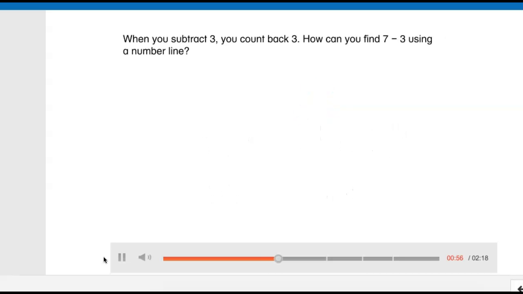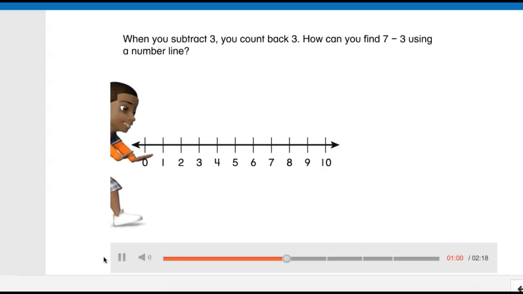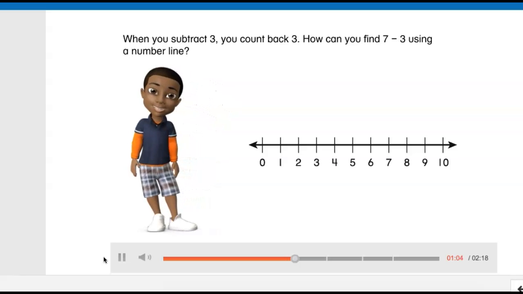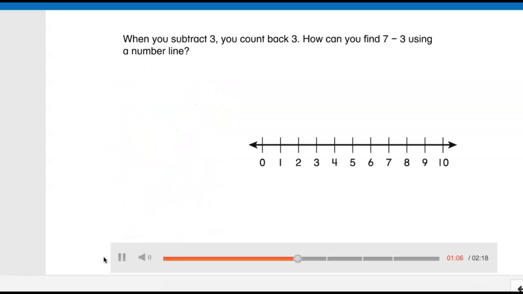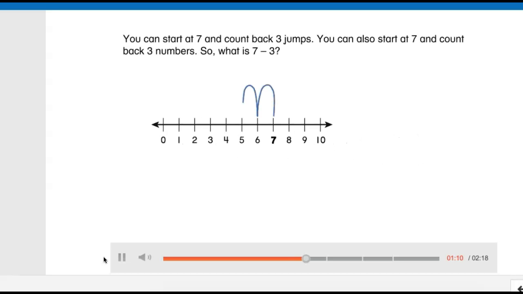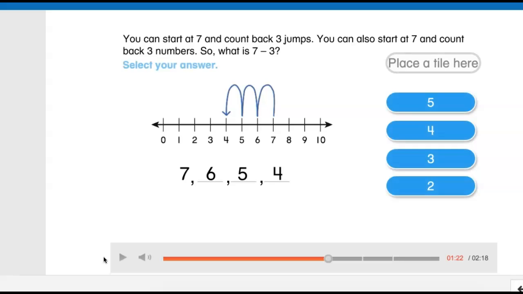When you subtract 3, you count back 3. How can you find 7 minus 3 using a number line? You can start at 7 and count back 3 jumps. You can also start at 7 and count back 3 numbers. So, what is 7 minus 3? Select your answer.